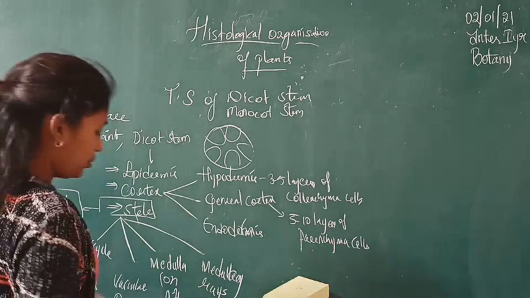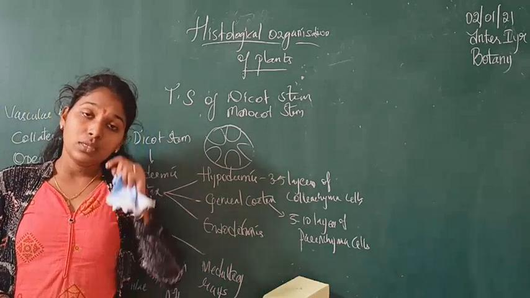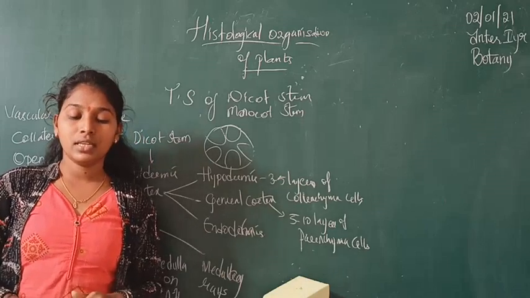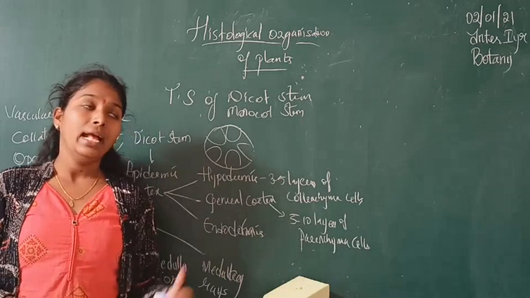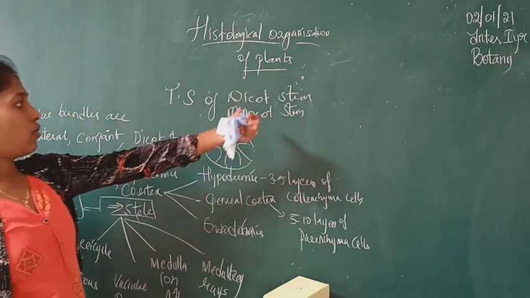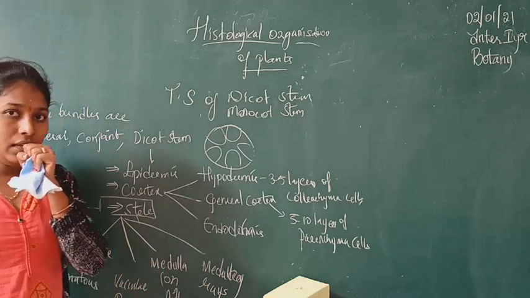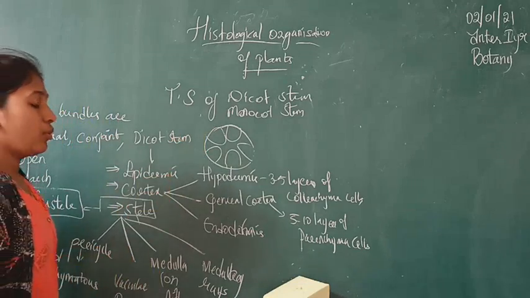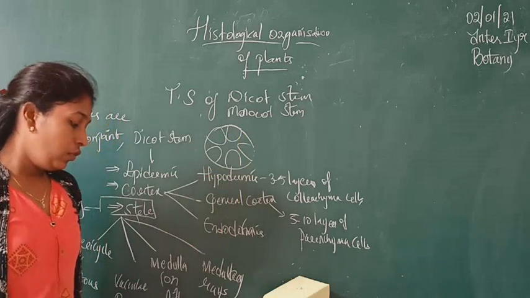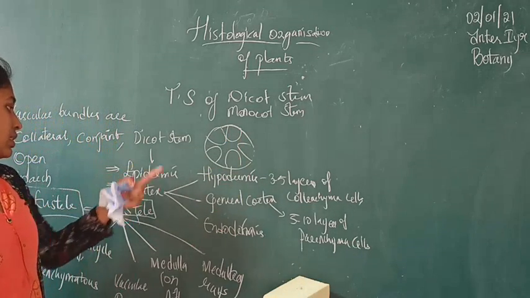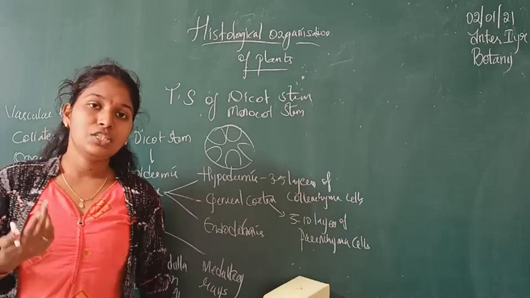So till now we have discussed the monocot stem as well as the dicot stem. In the previous class, yesterday's class, we described the dicot root as well as the monocot root. And now here we are discussing the dicot stem as well as the monocot stem. Both are similar. And if you take this monocot stem, as I have discussed, it consists of 4 parts: epidermis, hypodermis, cortex, and stele.